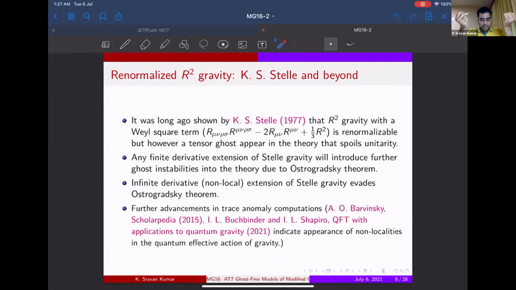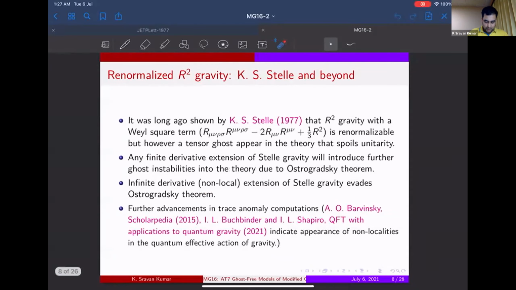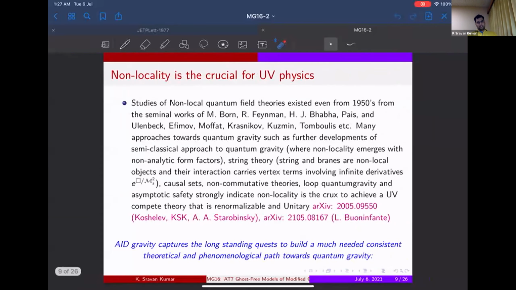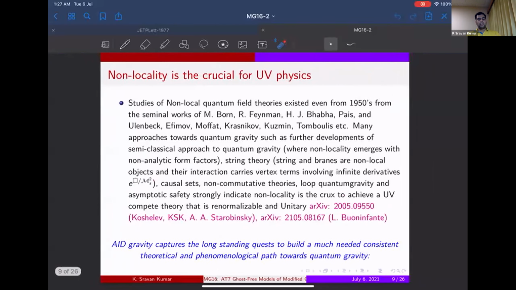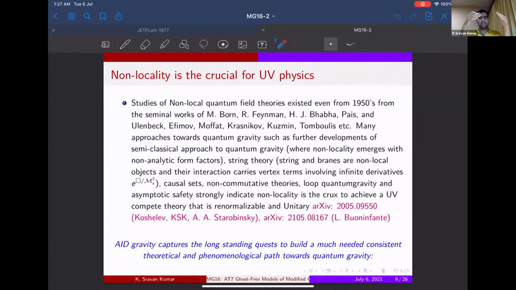It is much more generic once you want to quantize gravity. And as Alexei mentioned, if we add Weyl square to the R plus R square, it is the so-called stellar gravity, which is renormalizable, but it contains a ghost. And how do we solve this ghost problem? This is the non-local extension of stellar gravity, which Alexei already introduced. Let me also mention why non-locality. If we extend stellar gravity with finite derivatives, we end up with ghosts. With infinite derivatives, we can remove the ghost.